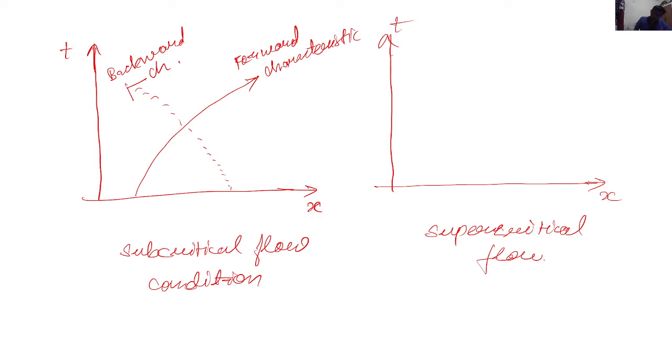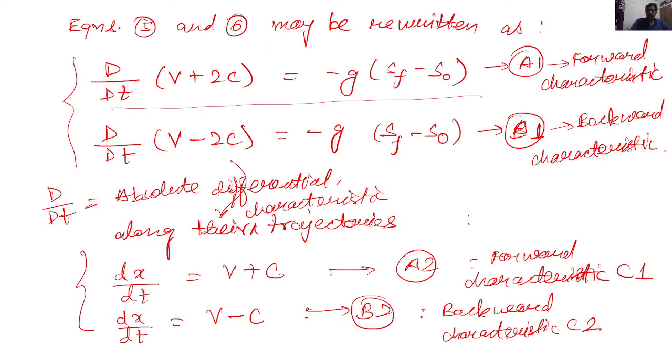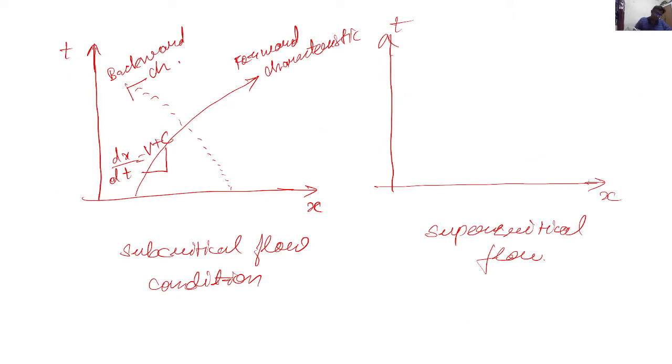Backward characteristic. So the forward characteristic will have a slope dx by dt, which we know is nothing but v plus c. This is equation A2. Similarly, the backward characteristic also has a slope dx by dt equal to v minus c. And this is the point of intersection. This will be very essential. So this is a subcritical flow, where the flow can be moving forward as well as backward.